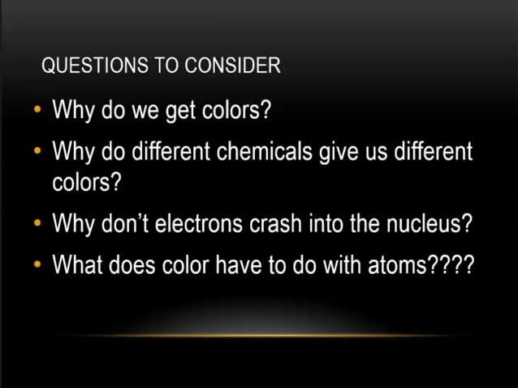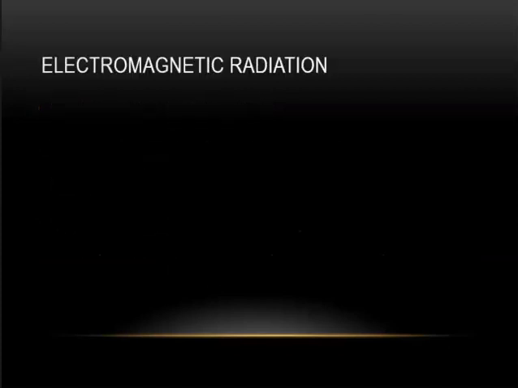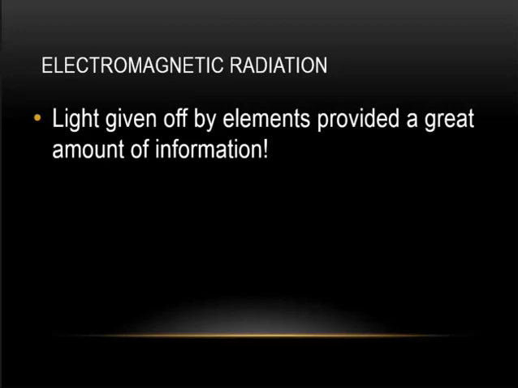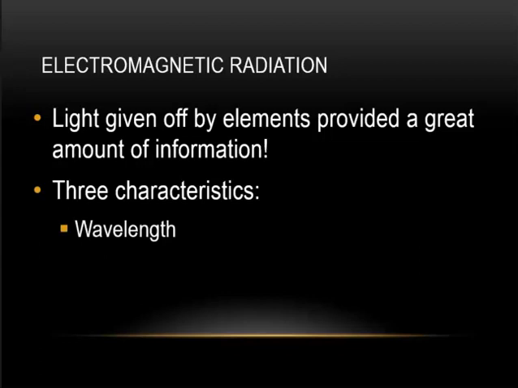But first, I'm going to tell you a little bit of stuff about light itself. Light, also known as electromagnetic radiation. Like I said, it's the light that's given off by elements that told us a whole bunch of stuff. But to talk about that, we need to figure out some characteristics of light. So light will have a wavelength, there's going to be a frequency, and there's also going to be a speed.